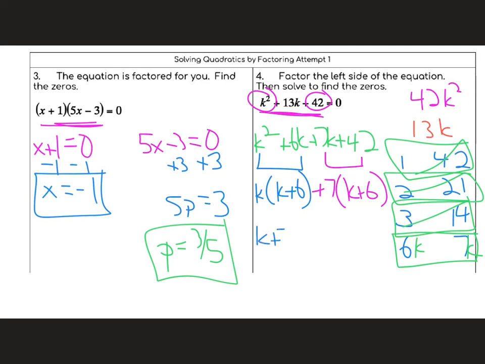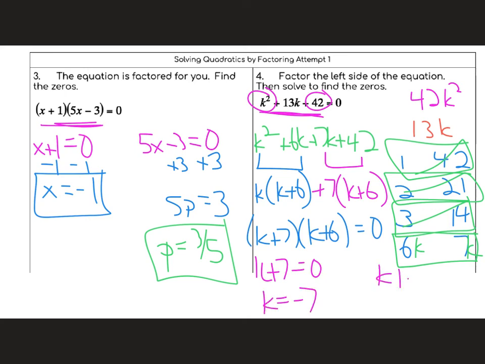So now I have k plus 7 times k plus 6. This is still equal to 0. I didn't write it the whole time, but it's there. So that means I need to write k plus 7 equals 0. Solve that, I get k is negative 7. And I need to write k plus 6 equals 0. Solve that, and I get k equals negative 6.